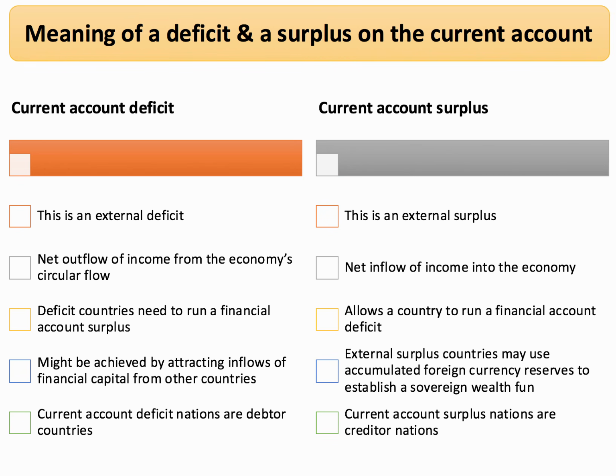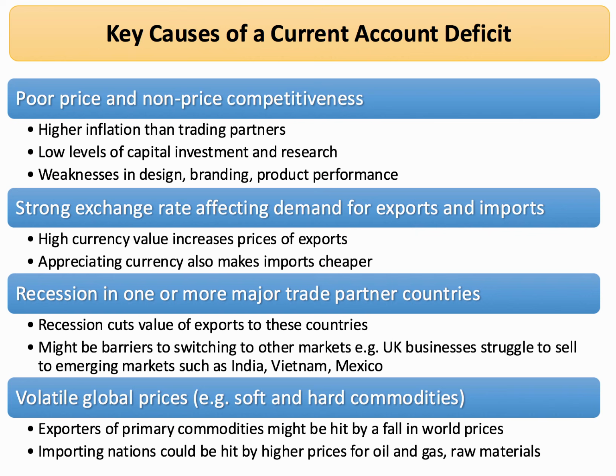Current account surplus countries, Norway, Singapore, Germany, China, they run external surpluses. They have a net inflow of money into their circular flow. That allows them to run a financial account deficit. They can become capital exporters. Indeed, many external surplus countries, including Norway and China, have set up quite hefty sovereign wealth funds to invest some of their surplus money. Current account surplus countries are creditor nations, whereas current account deficit nations are debtor nations.